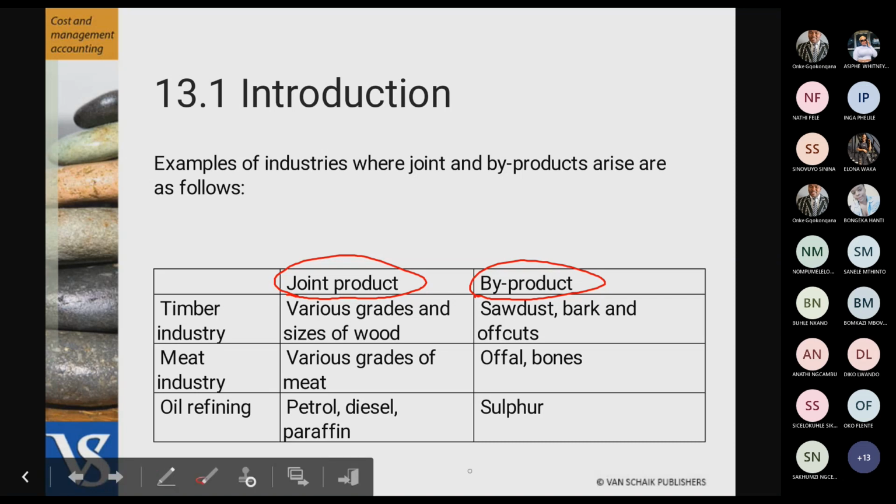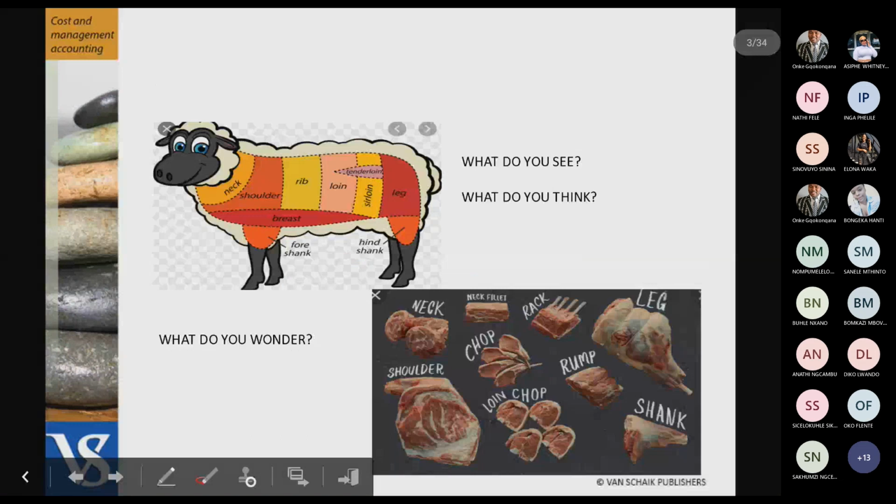So in order to be clear on what we are talking about, when we talk about joint and byproduct, I would like to invite you to take a closer look at the very first picture there. Then there's a question that says, what do you see? Followed by another one, what do you think and what do you wonder? So probably if we can start with the very first question, what can we say? What do we see in that picture there? The very first one.